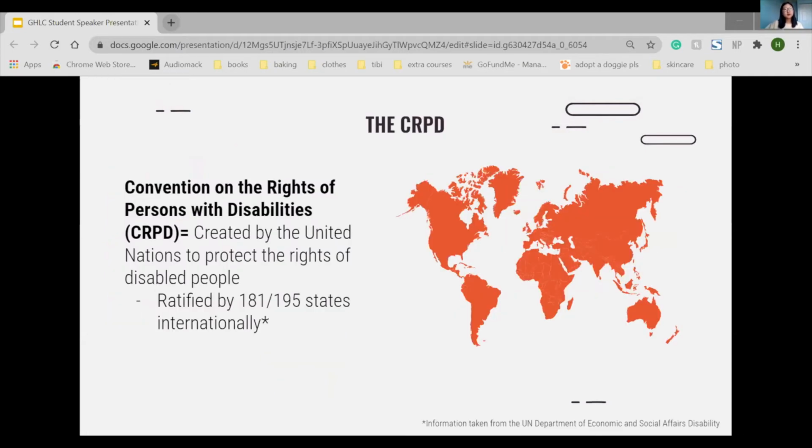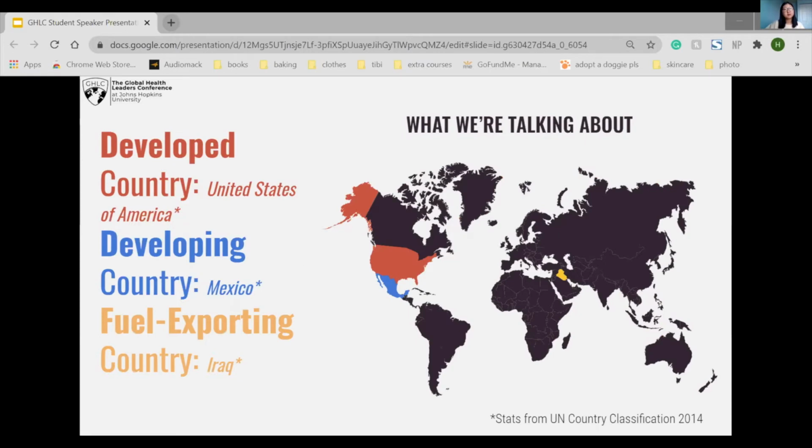Currently, there is one international human rights treaty called the CRPD, the Convention on the Rights of Persons with Disabilities, created by the United Nations to protect the rights of disabled people. And here are the 3 types of countries we're going to go over today: developed, developing, and fuel exporting. United States, Mexico, and Iraq.